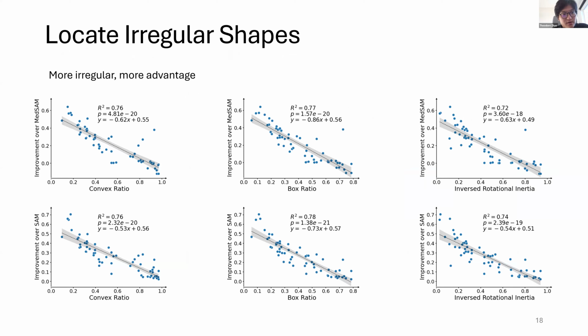Because of that, we also conducted some analysis showing the improvements over the bounding box-based methods. We found that if the object becomes more irregular, there is more advantage. For example, when the box ratio is very low, which is the area of the ground truth mask inside the box, it's very hard for a spatial prompt model to accurately go to the object type that's asked about.